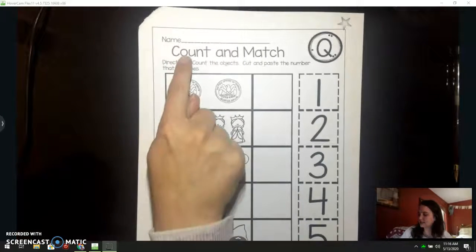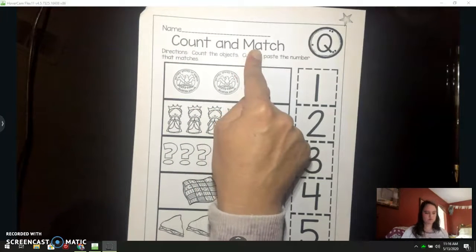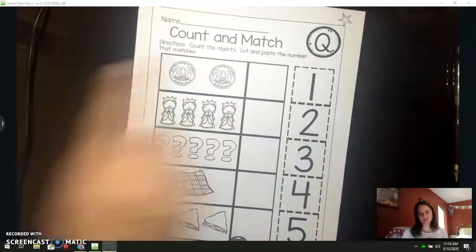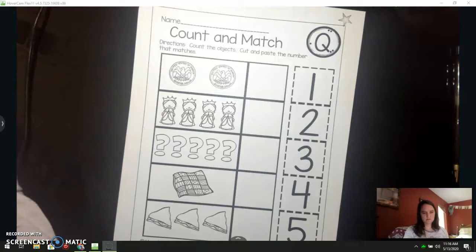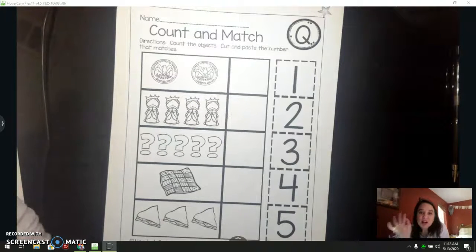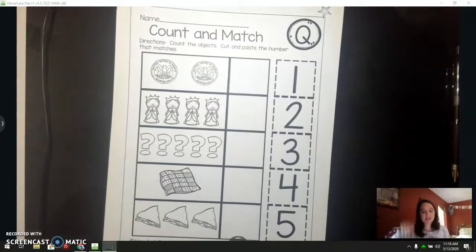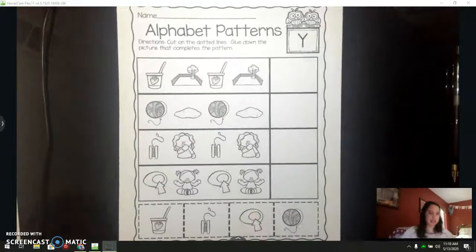This one says count and match for, uh-oh, we already did letter Q. Did I make a mistake? Oh man. I figured out the problem. You guys already did this page. I must have forgotten to do it in my packet. So the next page we're on is a letter Y page. It should look like this.